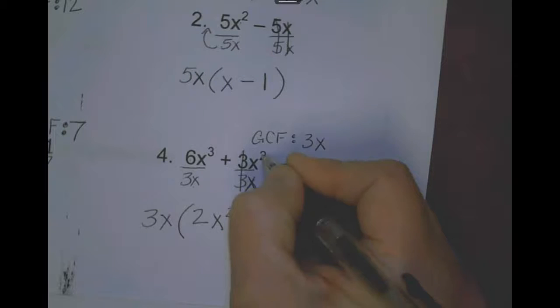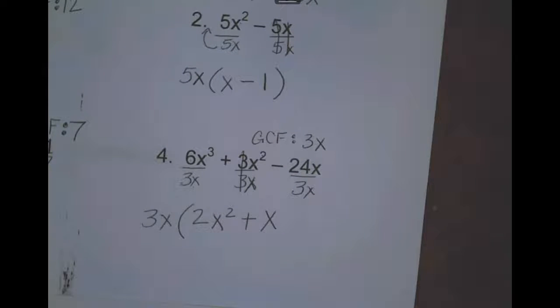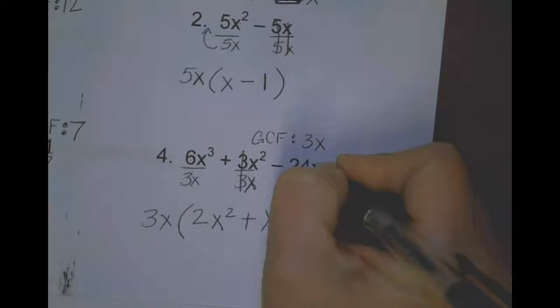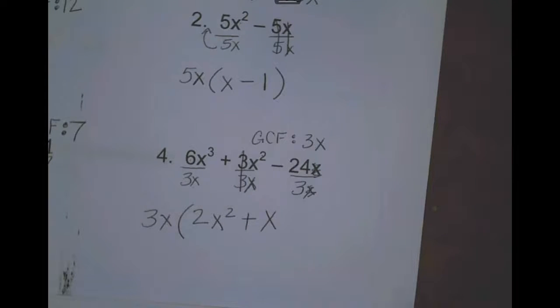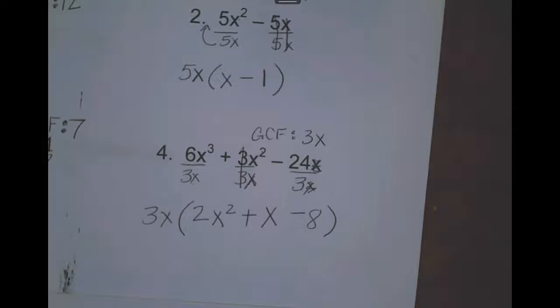Well, you don't usually write down the 1. This x will cancel one of those, and one of those will be left. This x is going to cancel that x, and 24 divided by 3 is 8. To check this, you could distribute and see if you came up with the original problem. Would you please see if you can complete problem 5 by yourself?